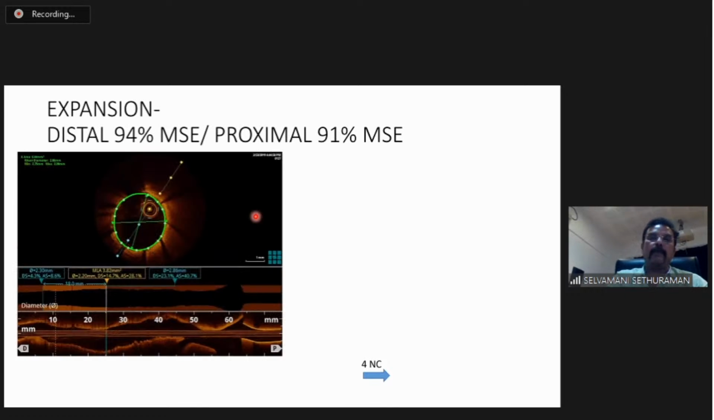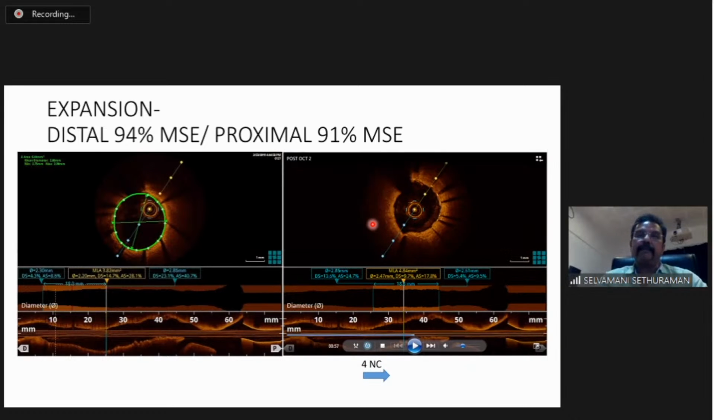As per our European guidelines, we must be aware that when you stent a vessel, you should try to get at least 80% of stent expansion.